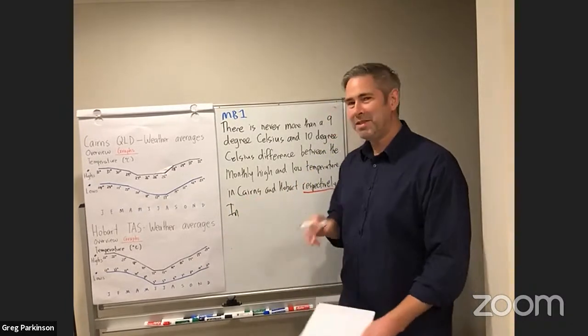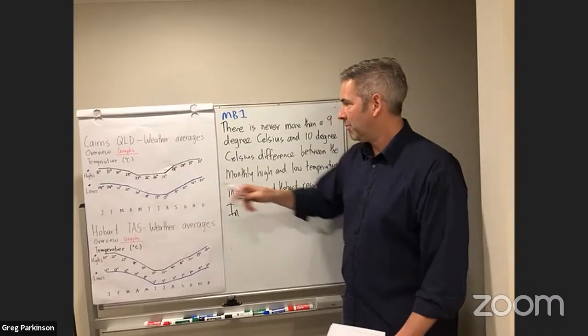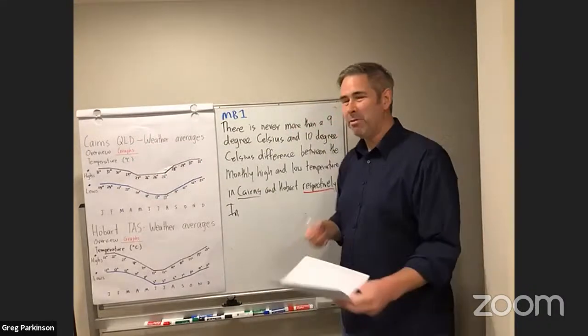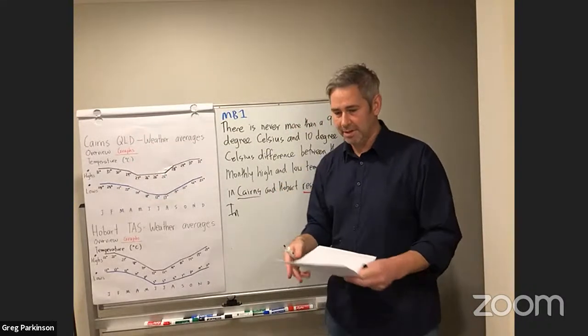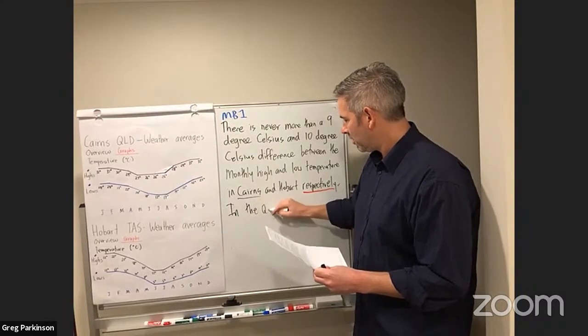Now, I don't want to use the word Cairns or the name Cairns too much. And we know that it's in Queensland. So even with names, if you can, try to paraphrase them. I'm going to say in the Queensland city.